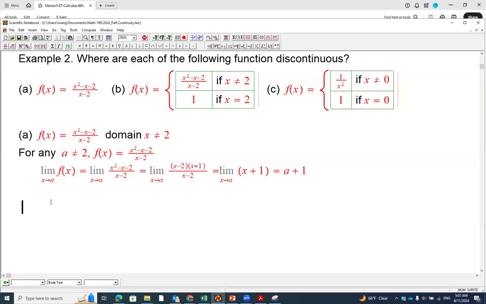Right? So we come to the situation that this given function and this latter function are equal everywhere except for x not equal to 2, everywhere in the domain.